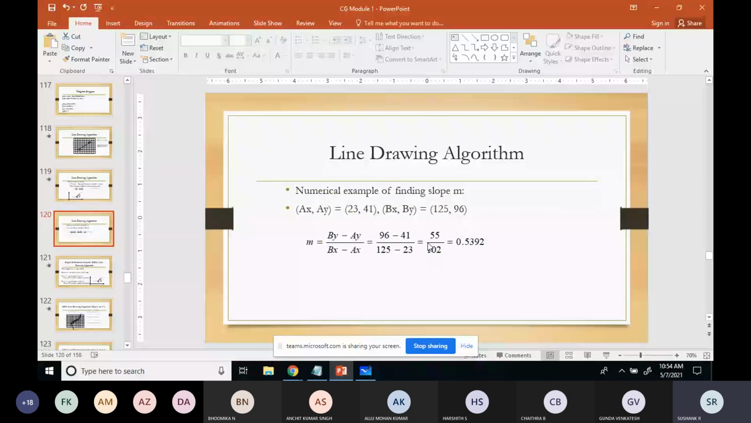The calculation of the slope is by the given points 0, 0 and 5, 4, right? The difference between the y values and the difference between the x values. So you're calculating the difference between the y coordinates and the difference between the x coordinates, and you're getting the value of the slope as 0.5.